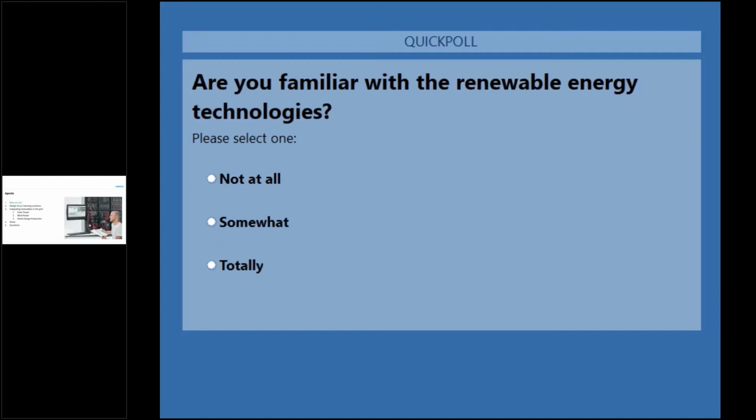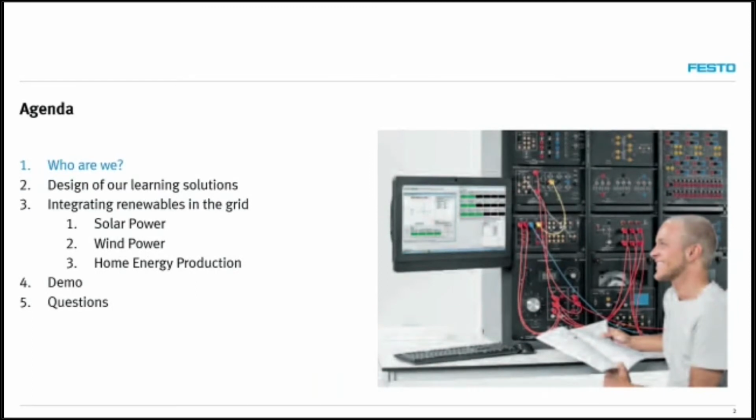So for today, what is the program, the agenda? We will start by presenting ourselves, presenting the company, Festo Didactic, and then we will look at how we design our learning solutions here at Festo Didactic. This should take about 5 minutes at the beginning of the presentation. Then we will dive right into the main topic, which is integrating renewables in the grid. We will first look at solar power and how this can be taught with our training system, then wind power, and finally how to integrate these two renewable sources into a home energy production system, either off-grid or on the grid, as we will see.